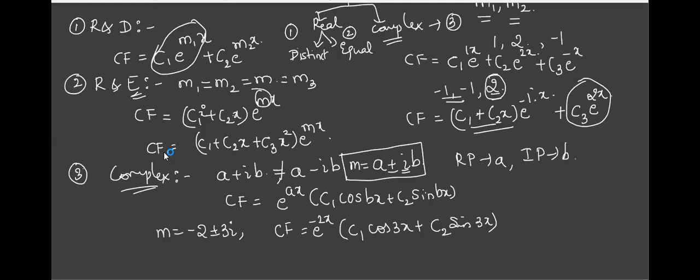Okay. Now, suppose I'm solving some equation. I'm getting one of the roots as complex. Suppose I'm getting one more root as minus 1. Can you tell me the extension of CF? So this is the complex root. So for complex, we have applied it. How to write for this minus 1?